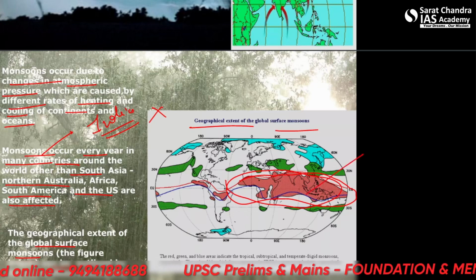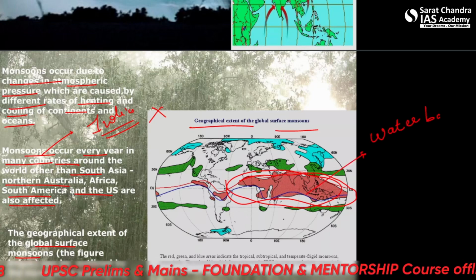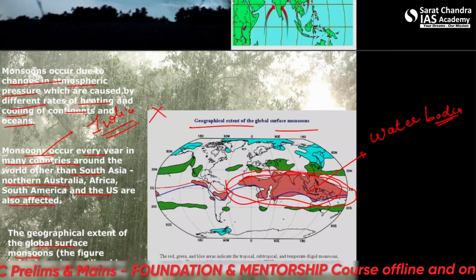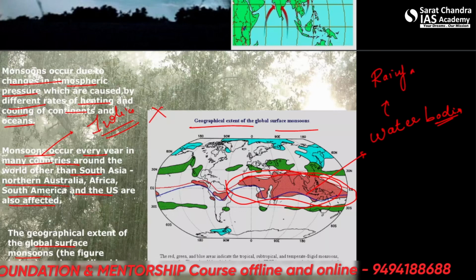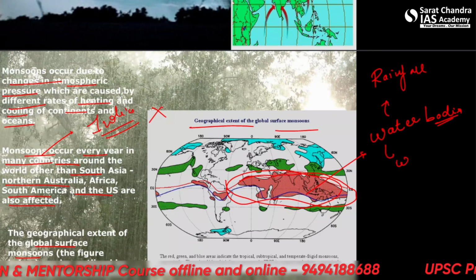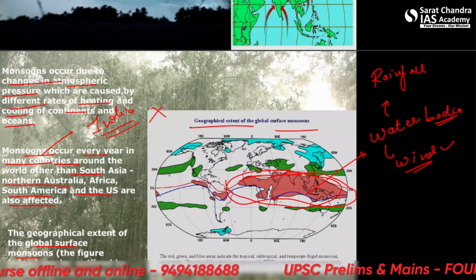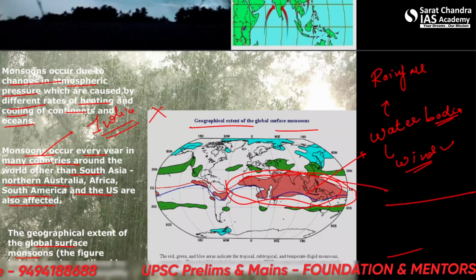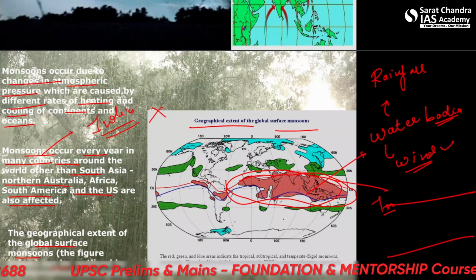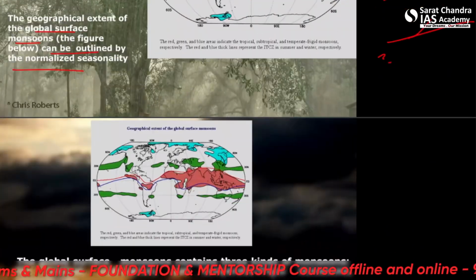So as I told you, the prerequisite condition is the presence of water bodies that will bring the rainfall. Otherwise, it will simply be winds. So we associate monsoon with water bodies and rainfall. The second thing is the presence between both the tropics. This can be asked as a question. Let's move a little bit down.